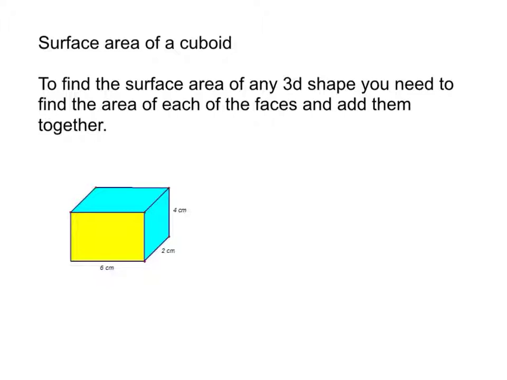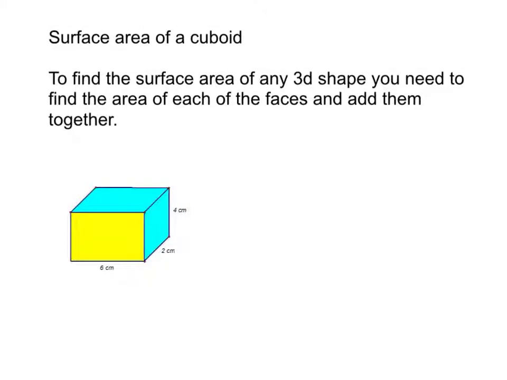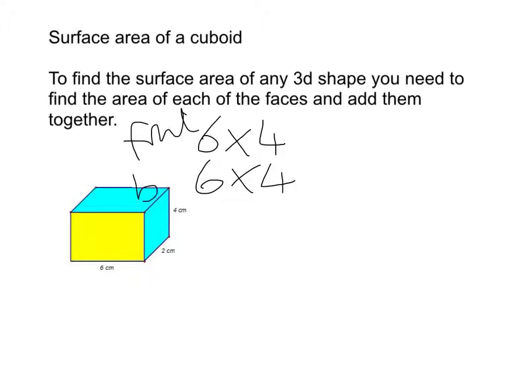And when we're working with cuboids, it's quite easy because we've got two of each shape. So, for example, the front and the back will be the same, the top and the bottom will be the same, and the left and the right will be the same. So, looking at this example, the yellow face facing towards us, we know is 6 times 4. And we call this the front. So because we know the front is 6 by 4, we know the back will also be 6 times 4. So that's the front and the back.